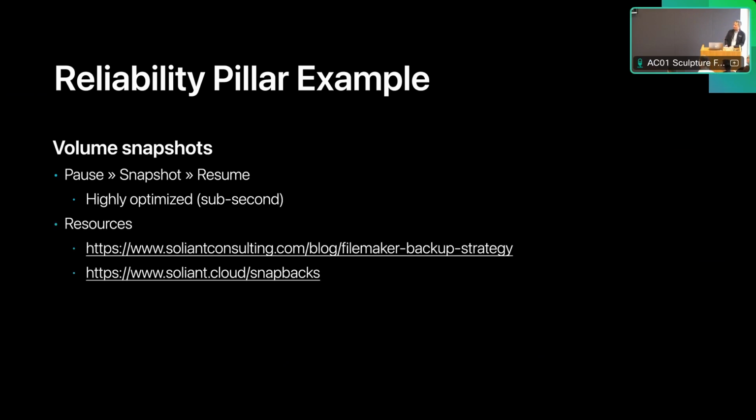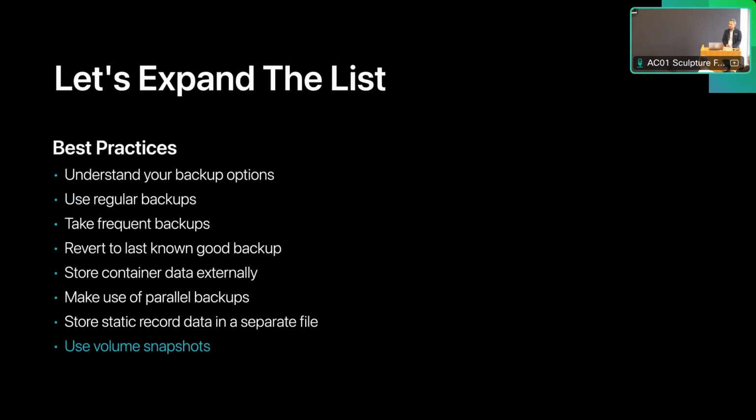And there's a blog post that we wrote about this that explains how to go about implementing this. By the way, this is the primary backup mechanism that is used with our hosting service at Salient Cloud. It helps with the design principle of don't skimp on backups. Okay, so we can add that to our list, and let's add a couple more things.